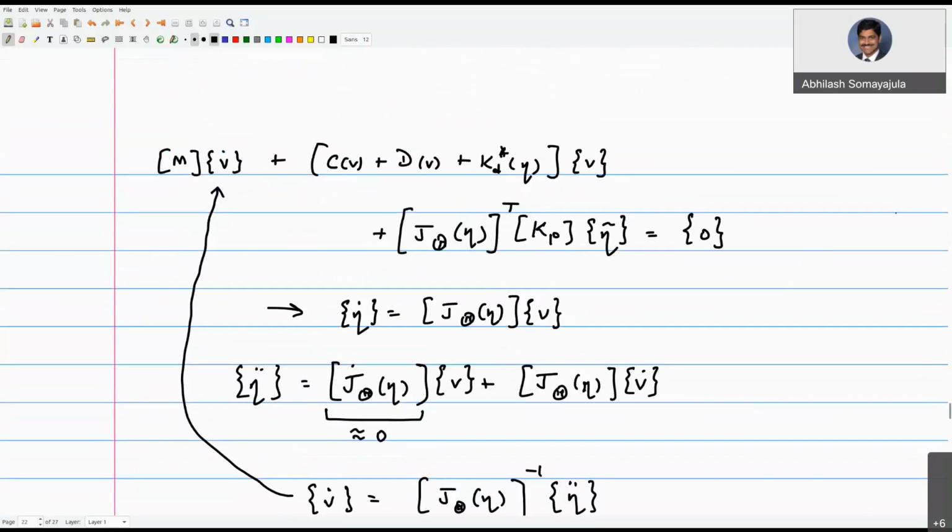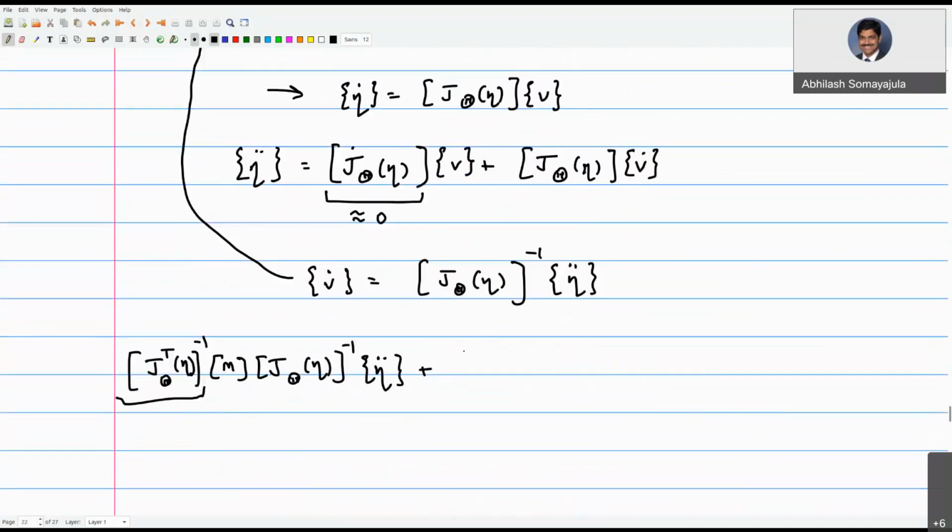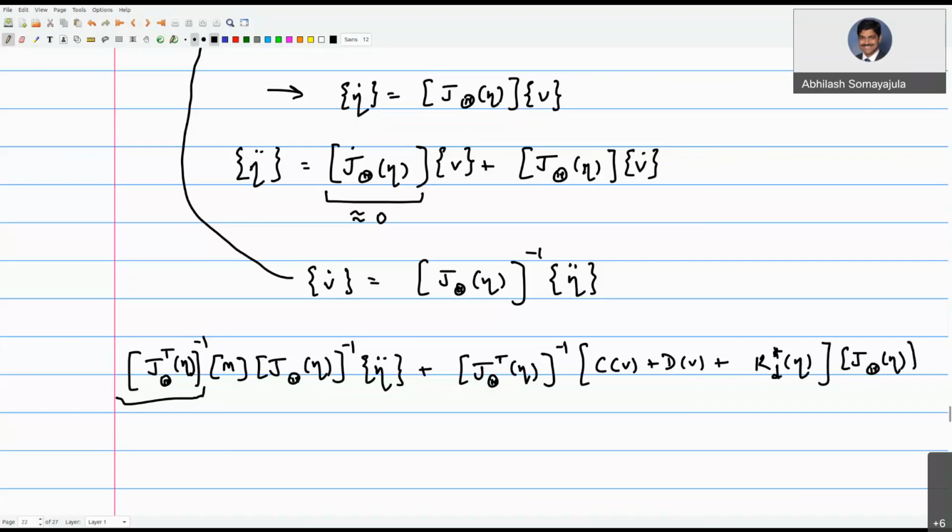Then I'll have that extra term come into the picture: J theta transpose inverse times C of v plus D of v plus KD star of v times v. Now that v can be replaced by J theta inverse times eta. Everybody with me so far?